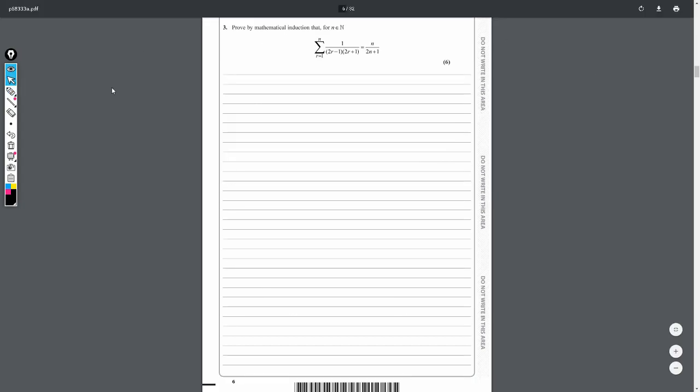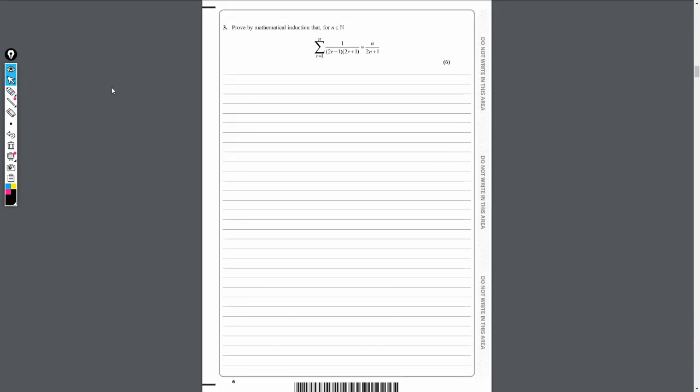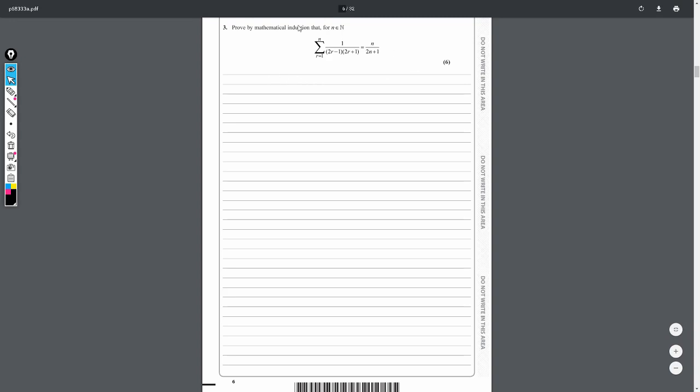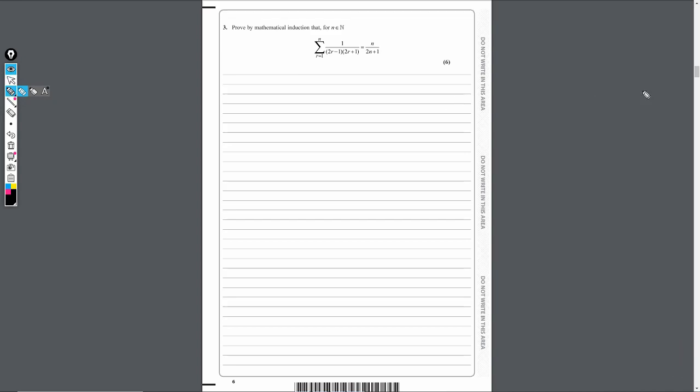Moving on to question 3 now, we have a question here dealing with proof by induction. So we've got a proof by mathematical induction that for n belonging to the naturals, this summation here is equal to n over 2n plus 1. Okay, so 6 marks for this. So the best thing to do for any proof by induction question is to try and think about what you need at the end. So to figure out what I need for the end of this question, we're going to say let n be equal to k plus 1, right? That's always the last step of a proof by induction.